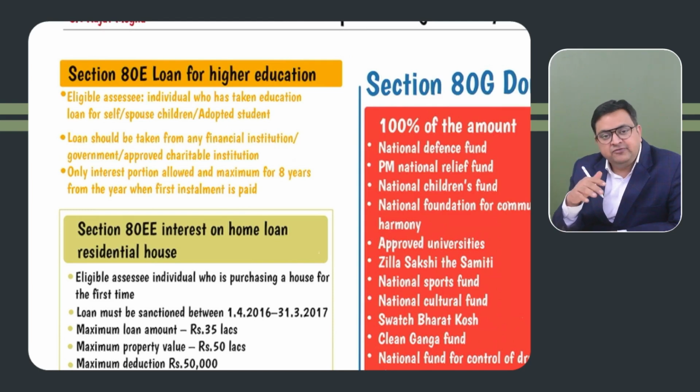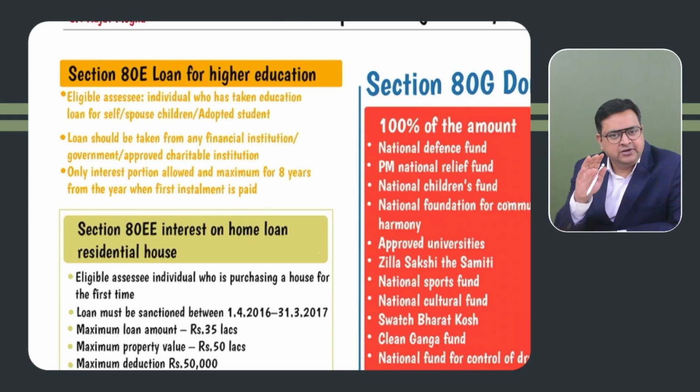Correct? And if the principal repayment is made for education loan, that principal repayment you will not get deduction anywhere. Sir, can we get it under 80C? No. 80C is only for home loan, and that too for purchase and construction of the house. That's not even for repair. So for education loan principal repayment, you will not get any deduction anywhere. Only the interest portion under 80E is available.